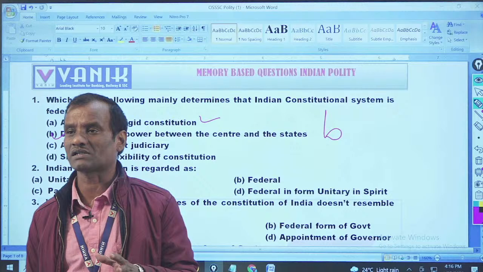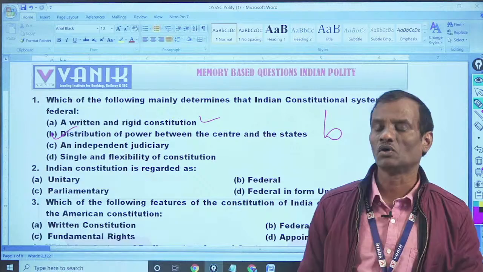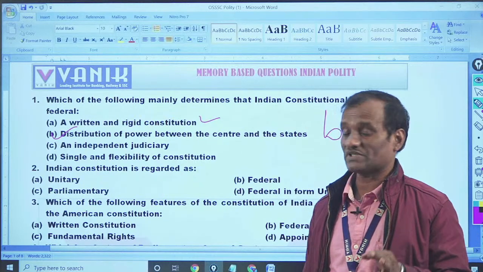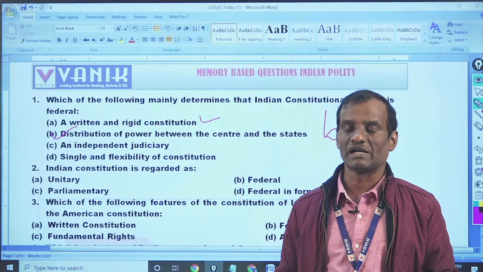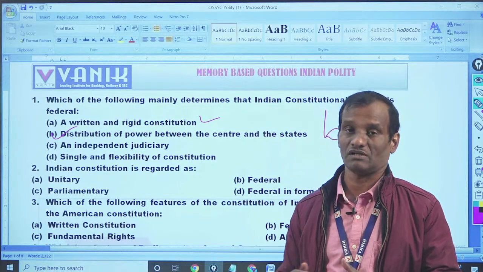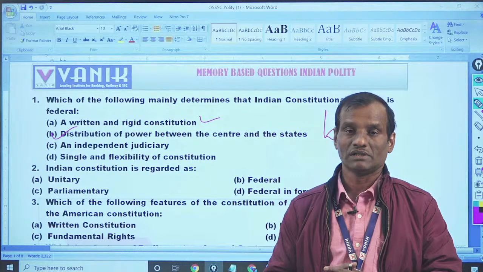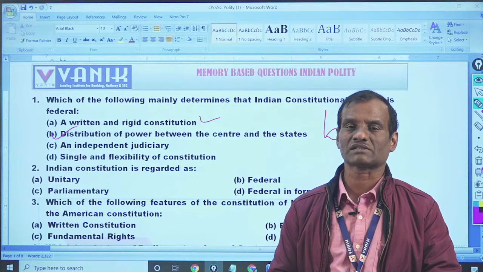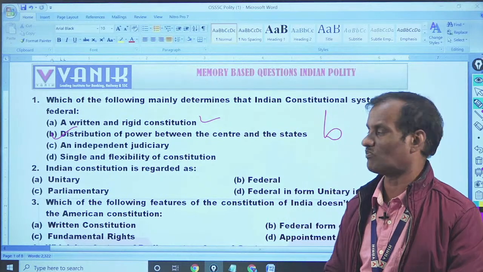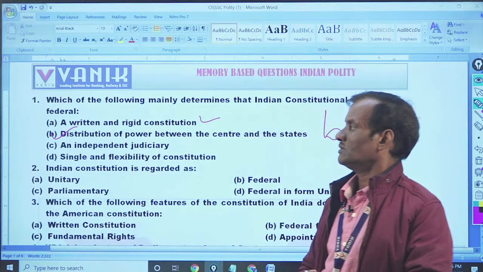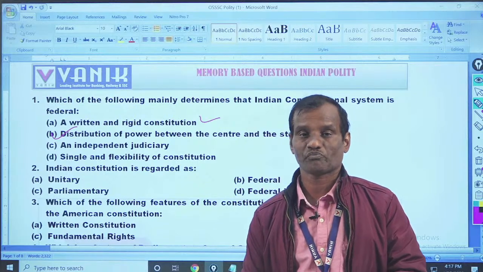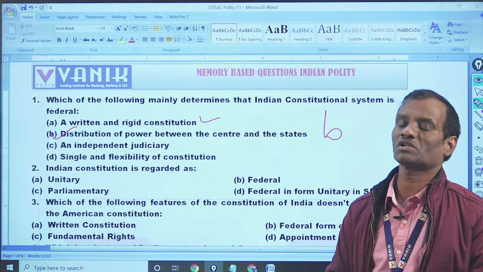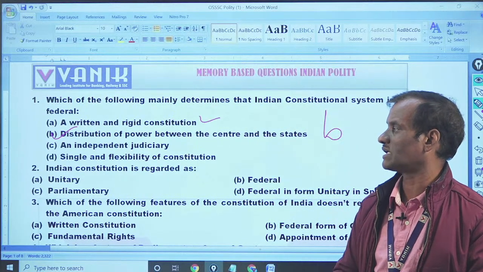Central government is called federation and your states are called the units of the federation. So there is a division under 7th schedule. There are 3 lists: union list, state list and concurrent list. They are examples of division of power. So most important characteristic of a federation is the distribution or division of power between the center and states. So B.